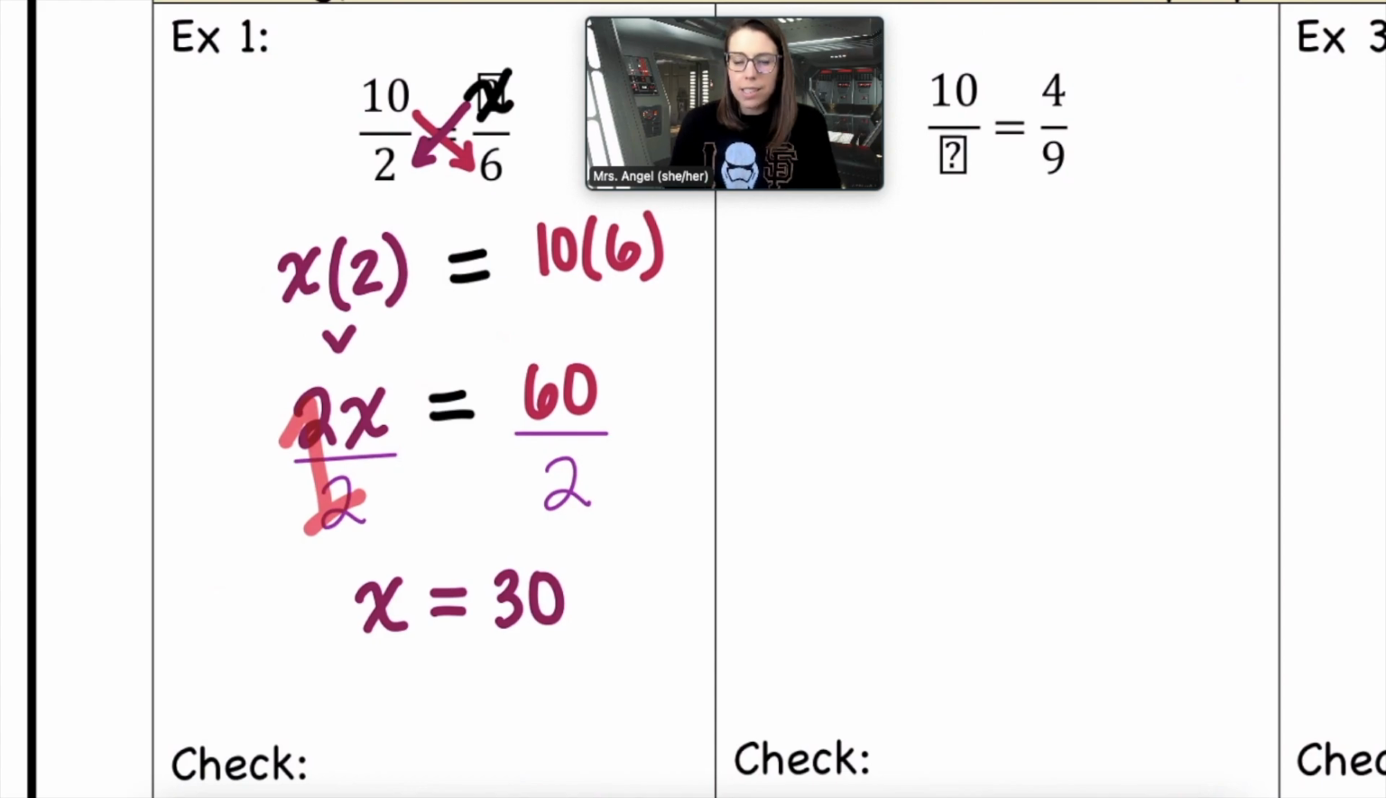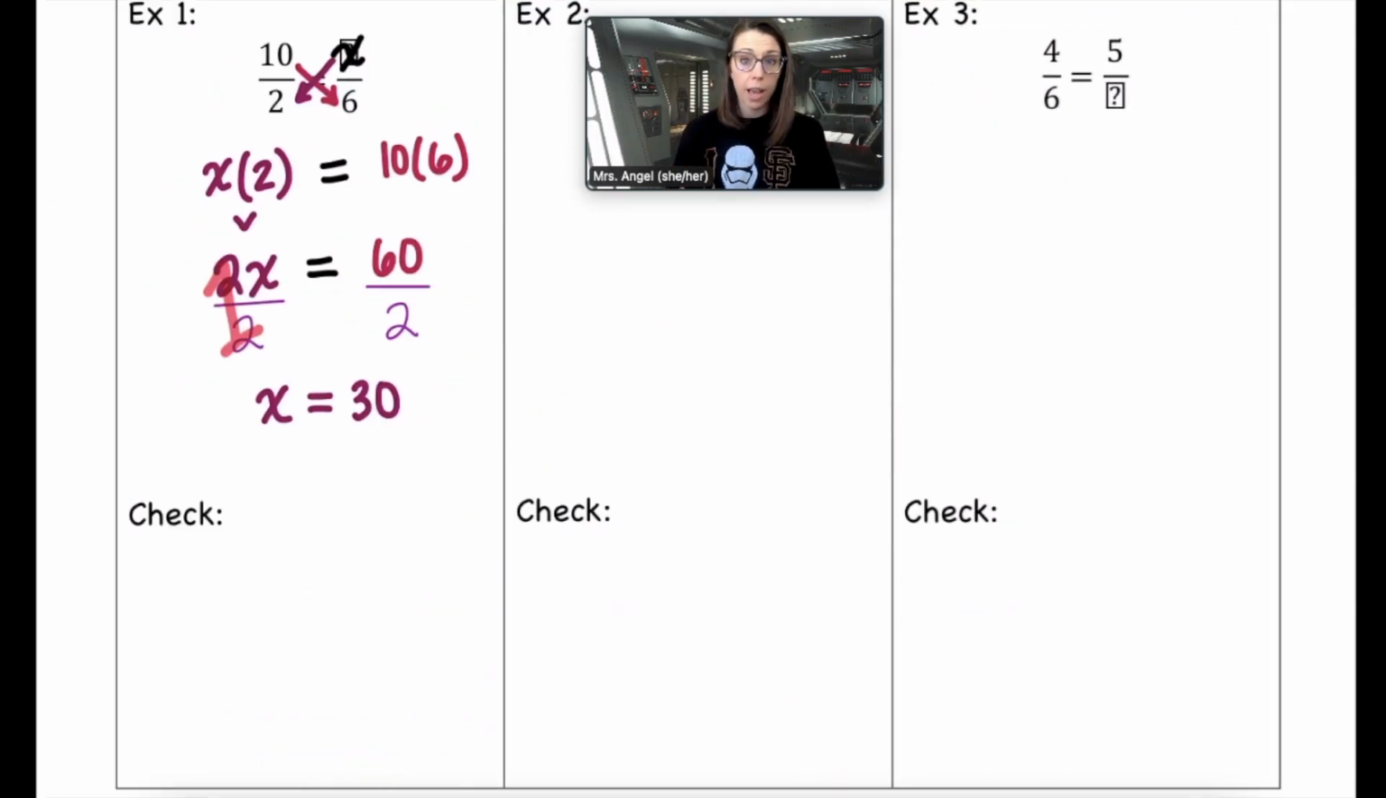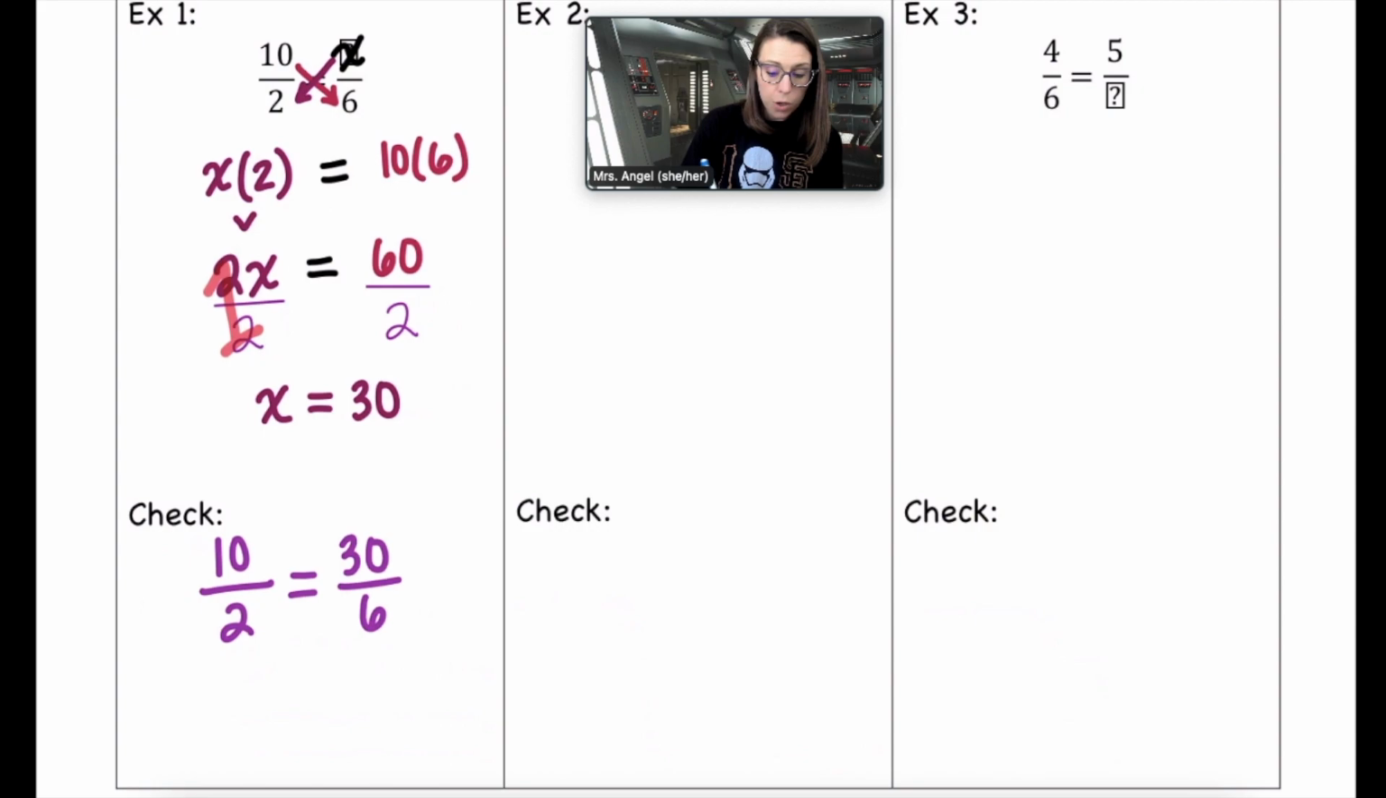So what did I just find? I basically just showed that my missing value here should be 30. And if it is, then the ratios are proportional. But I don't know for sure until I check. So to do a check, I'm going to rewrite both ratios, 10 to 2 and 30 to 6. And now it's a question. Are they proportional? Now I can go back to my 3 strategies. I can simplify both, I can find a common denominator, or I can do a cross product. Since I already did the cross product, I might as well just do it again, just to be sure.